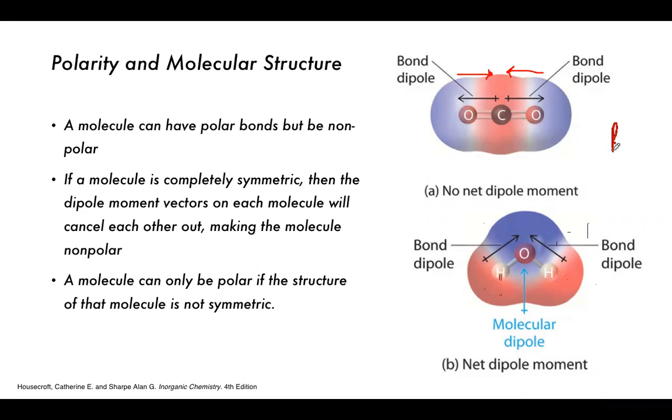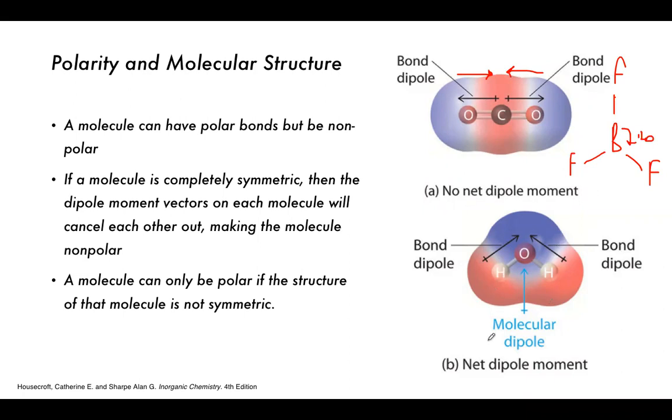Like, for example, BF3, which we saw before. That's a trigonal planar molecule. All of these dipole moments point at 120 degrees, so they point in different directions from each other, but every angle is 120 degrees, which means that they all cancel out. So it doesn't necessarily have to be a linear molecule.